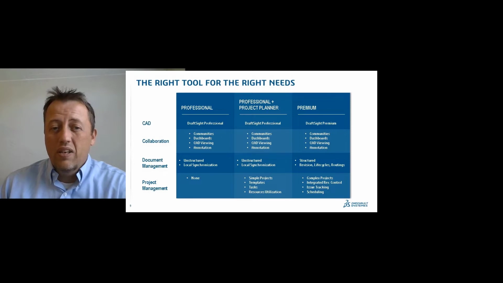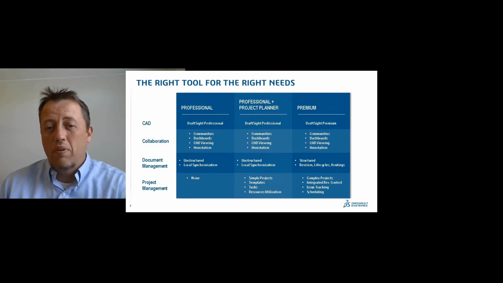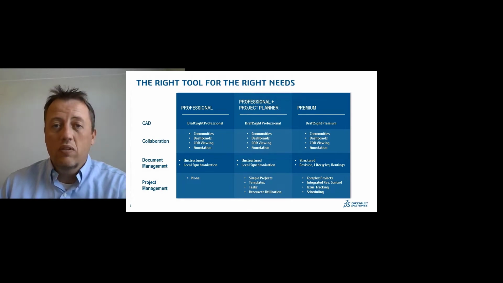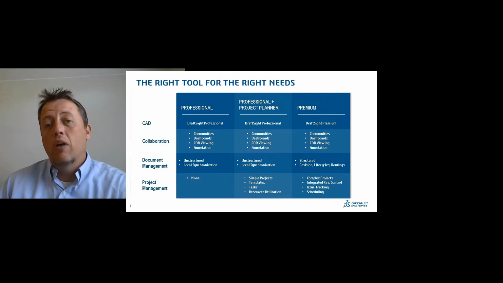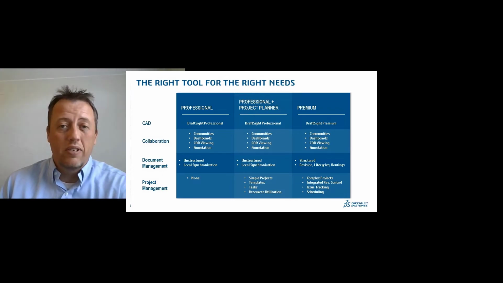On the left is unstructured collaboration with DraftSight Professional. That's for those that don't need project management or structured document management. On the right is adding the formal process of change management, revision control, life cycles, all into a project management architecture with Premium. Today I'm going to show the middle option, where I can keep my collaboration with my team unstructured, but add a formalized project management process. This allows us to track tasks, resource utilization, and enable visibility across the team.